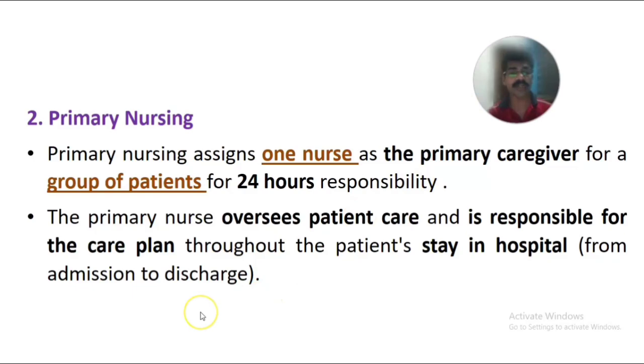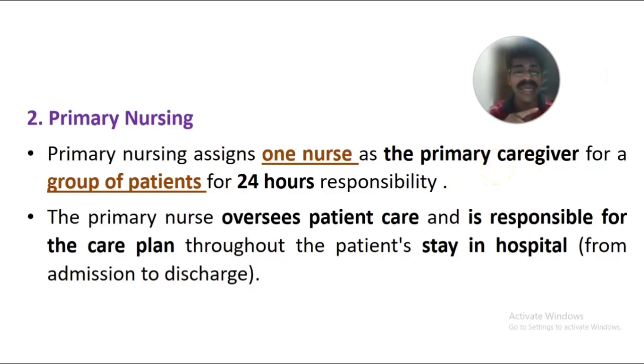Now the second method of patient care assignment is primary nursing. Primary nursing assigns one nurse as the primary caregiver, the important caregiver, for a group of patients with 24 hours responsibility. So here see the difference from the case method. In the case method we have one single nurse only. In primary nursing also one single nurse. But here she has the complete responsibility as in the case method because she is the primary caregiver. Why is she called a primary caregiver?